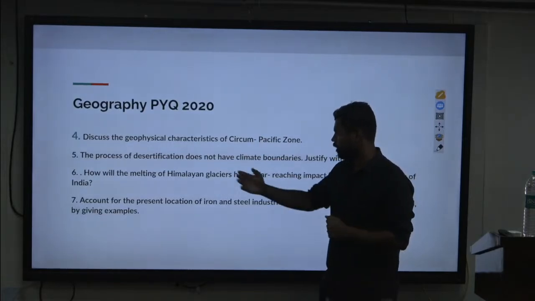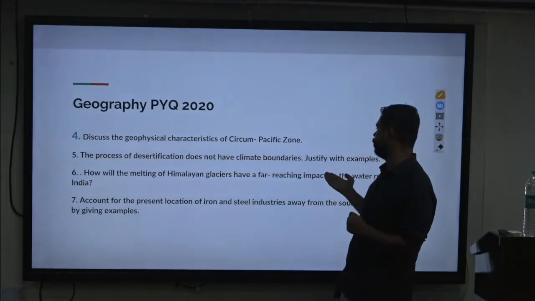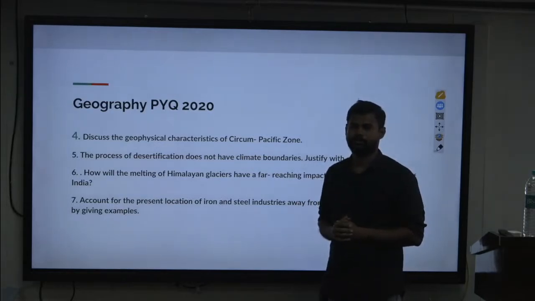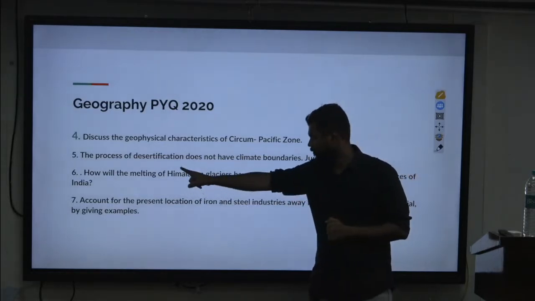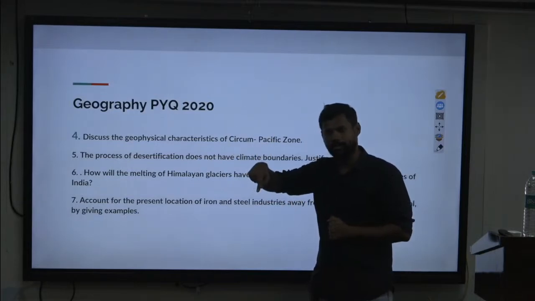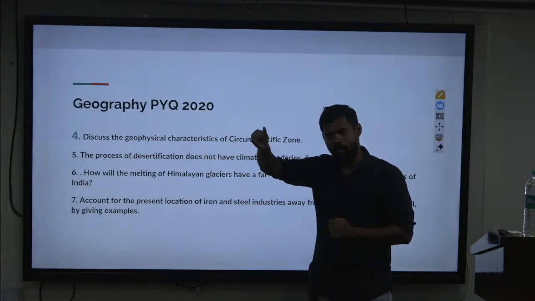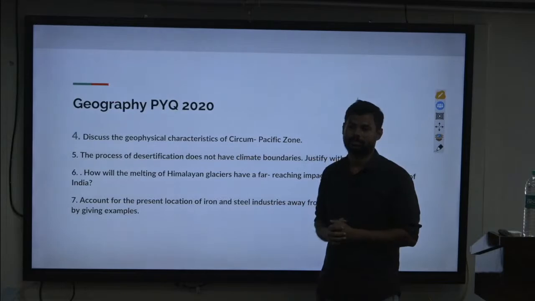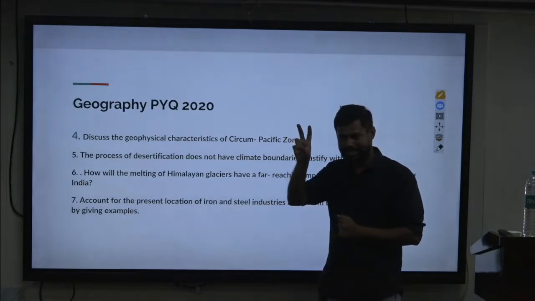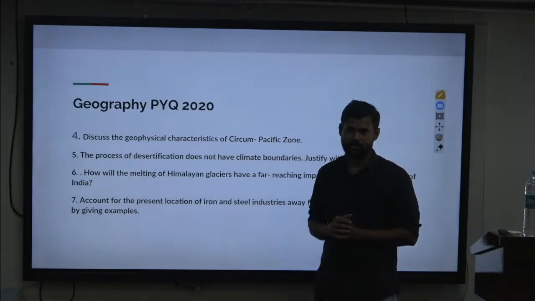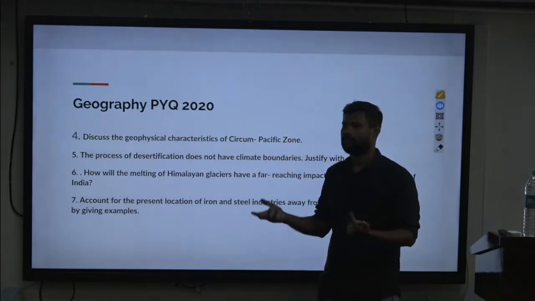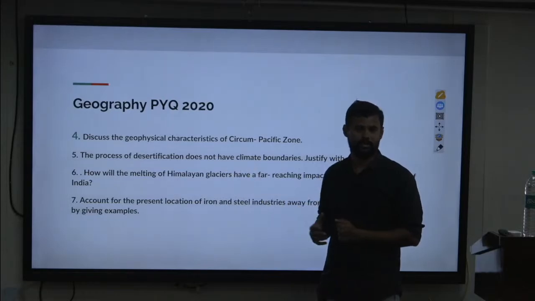The next is, the process of desertification does not have climatic boundaries. Justify with examples. That is, desertification need not be in the deserts only. Deserts can also happen outside the deserts. That's all they are asking. So you have to examine two things: one is natural deserts, another is man-made deserts. If you know world climatic types, you are going to answer this.